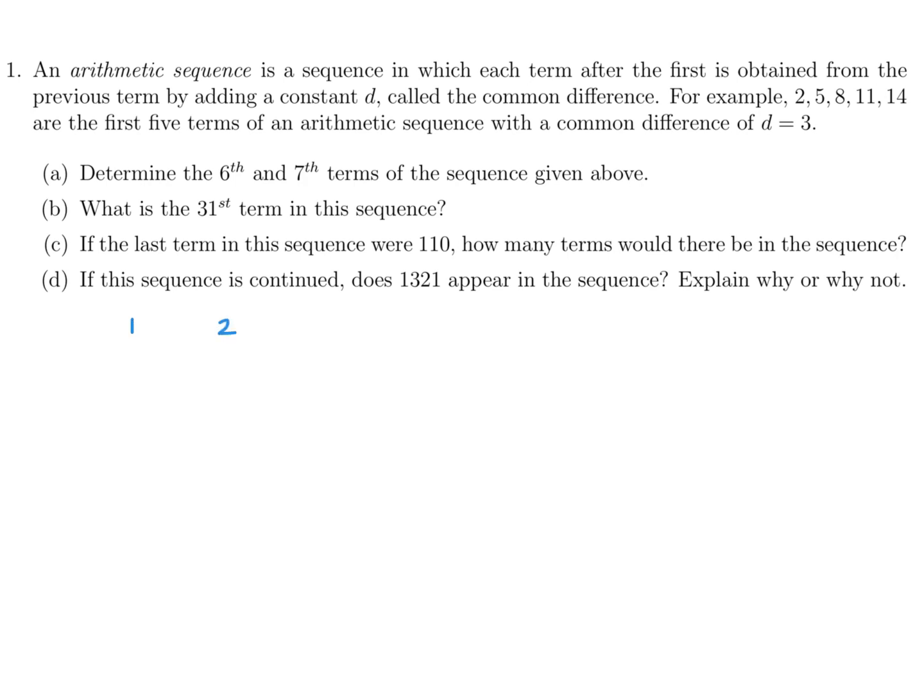So I will write out the first 7 terms, and let's see what we get. Generally speaking, it's a for the first term, and then a plus d, and then a plus 2d for the third term, a plus 3d for the fourth. You get the point. So we are given everything that we need to figure out the 6th and 7th terms.